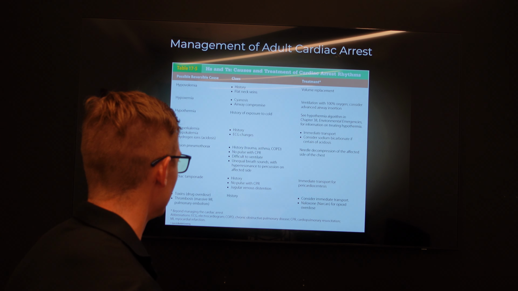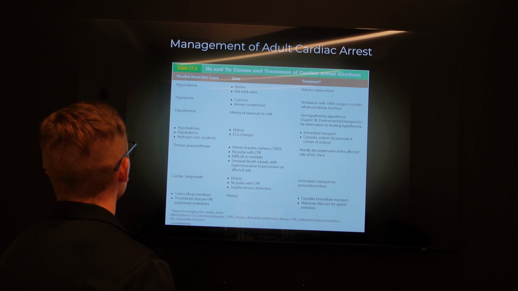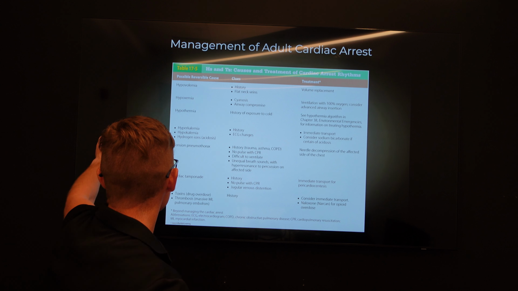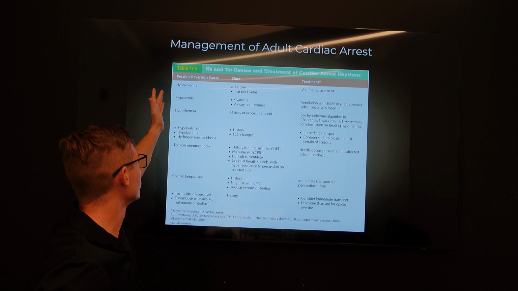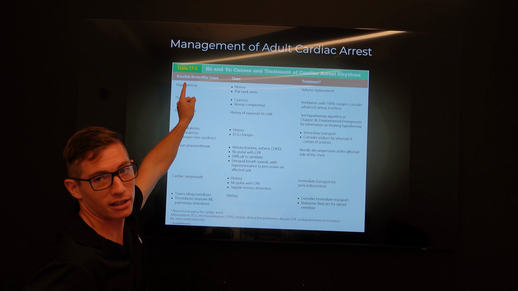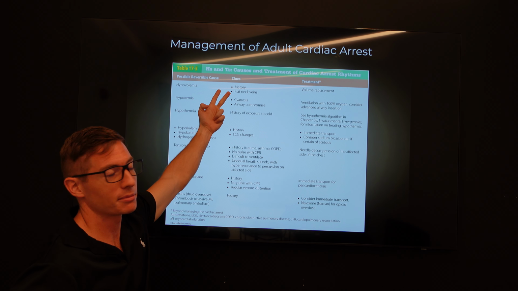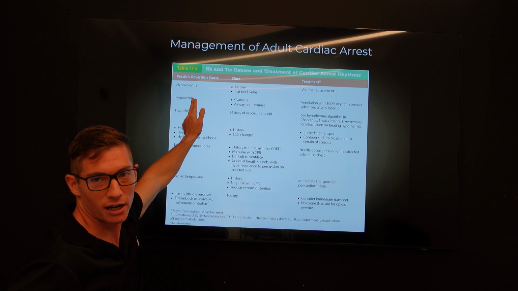All right, H's and T's. So, what could reverse our antidysrhythmias? Hypovolemia, hypoxemia. Just so I'm not speaking Greek, let's go into detail. Hypovolemia, there's not enough blood pressure. Could be cardiogenic shock, could be hypovolemic shock. Hypoxemia, not enough oxygen in the blood.